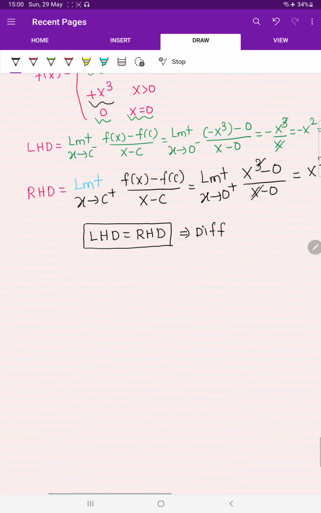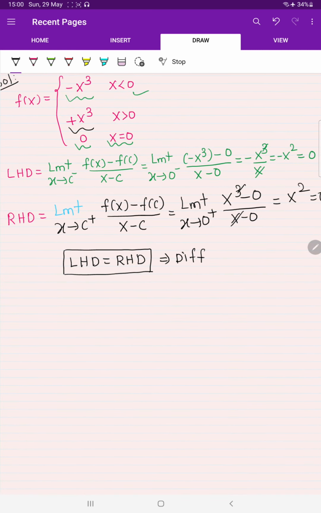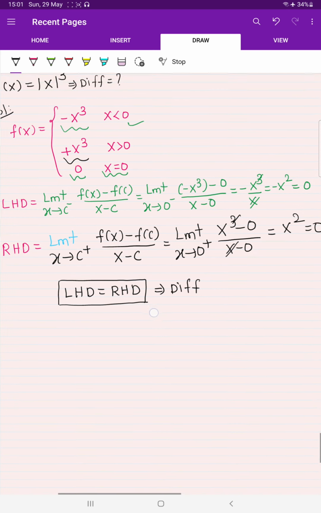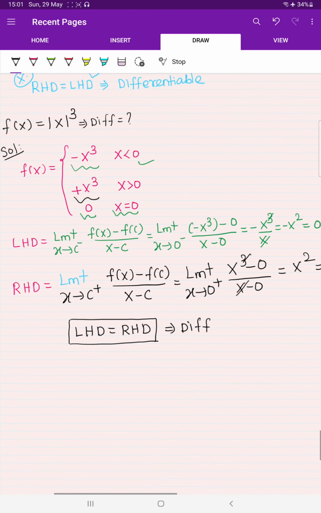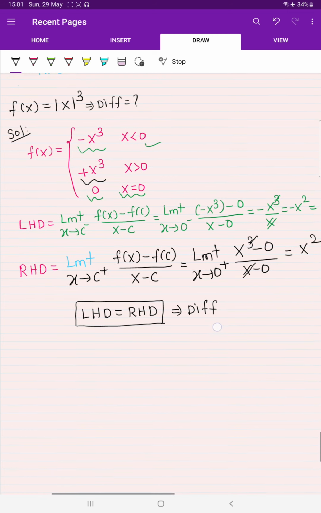But in the last lecture also, I asked you to check whether the first order derivative is also differentiable, and the second order derivative is also differentiable, because sometimes in your examination they will ask you to check whether for mod x whole power 3, the first order derivative is differentiable or not, and the second order derivative is differentiable or not. See, what will you do for that?